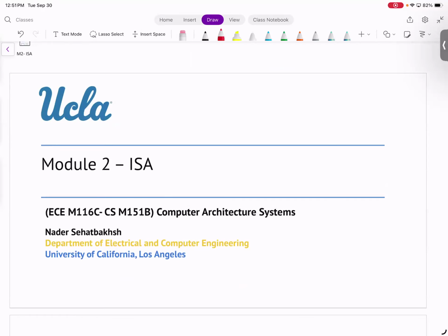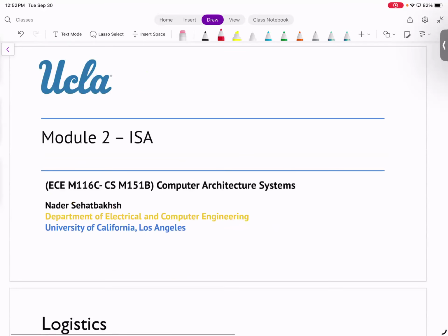All right. So with that, I want to talk about the second important concept that we're going to talk about this week, the rest of this lecture and the next lecture. Hopefully, we can finish it. Which is the story of ISA.